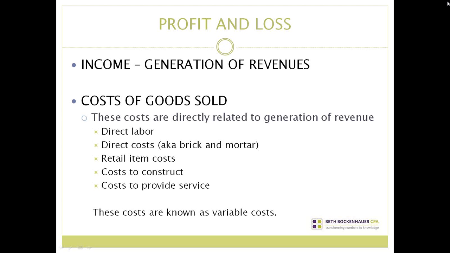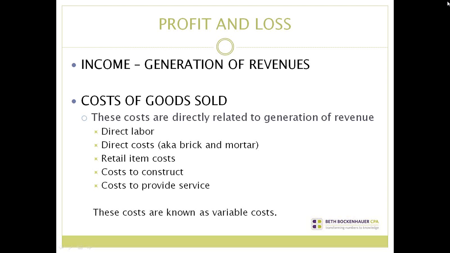We have direct costs, and those are known as, we call them brick and mortar in our industry. Those are the actual costs that are required to actually go out and generate the revenue. We have retail item costs if we are actually a retail shop. We have costs to construct, and this doesn't have to be a home or a building. This can just be cost to construct anything that you're building. It could be machinery, it can be an auto body shop, but the cost to actually construct, the direct costs that are related to the construction, and the cost to provide this service.